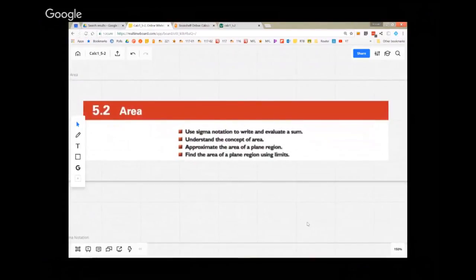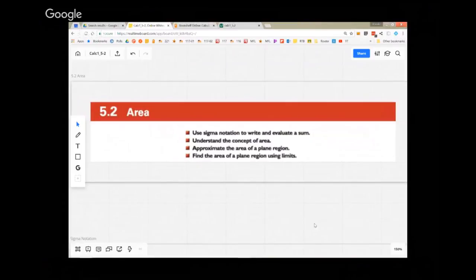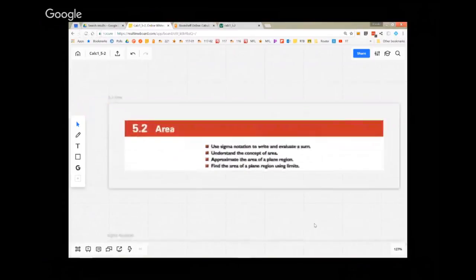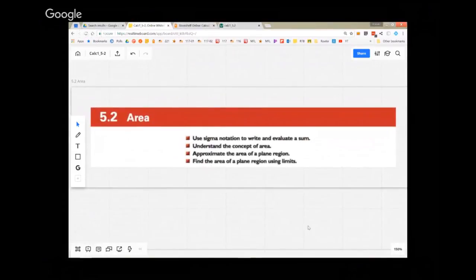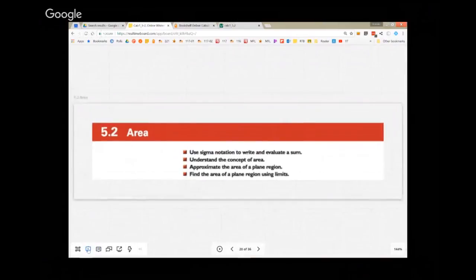Today we're going to be talking about sigma notation. Sigma is a letter of the Greek alphabet, and I don't know if you've had experience with that in statistics or any other course, but we'll be talking about that. Understanding the concept of area, approximating the area of a region, and finding the area of that region using limits. So limits play a role again today.